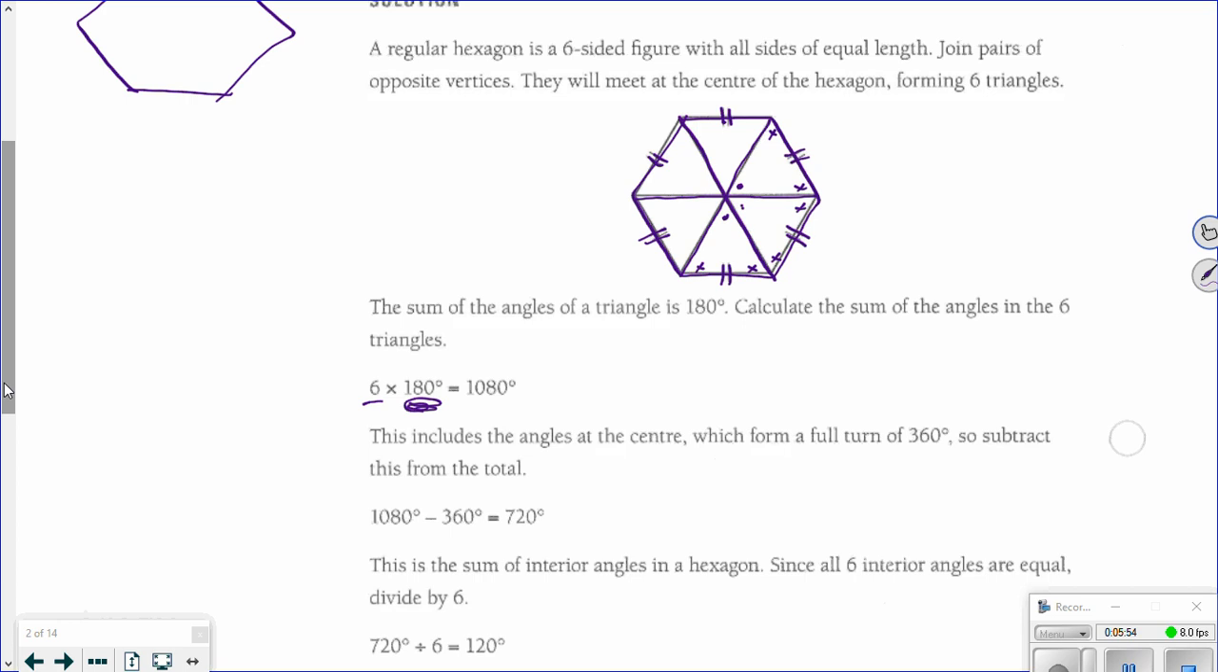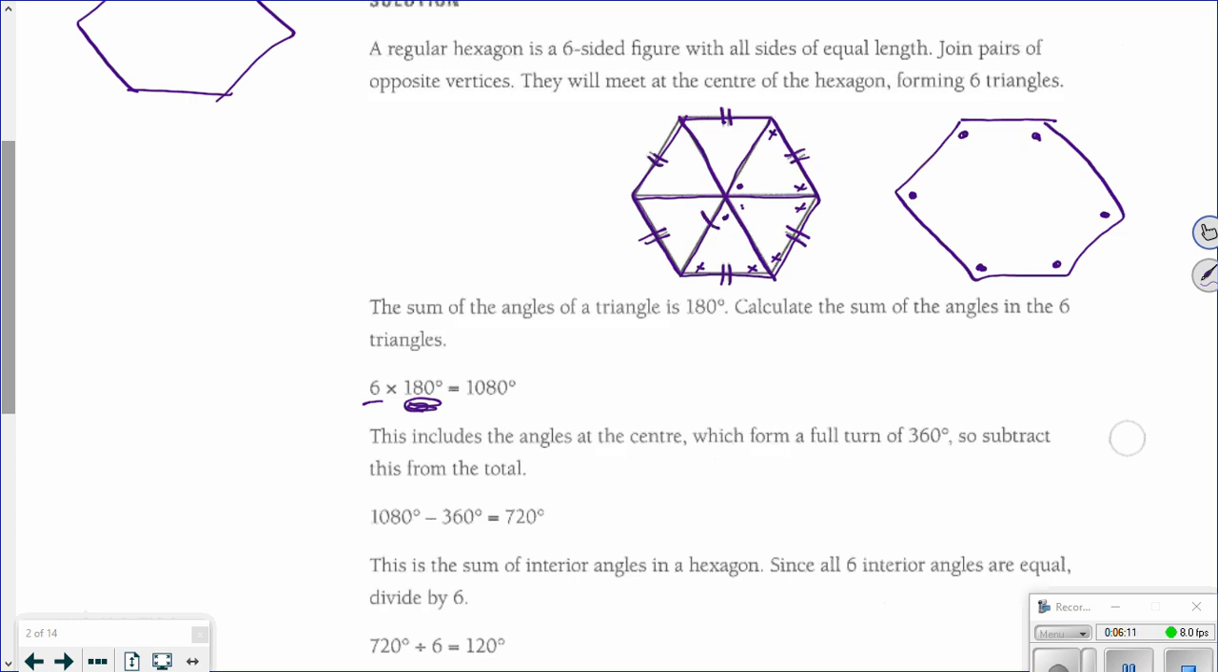And if I look back at just the hexagon, my interior angles of my hexagon are this piece, this piece, this piece, this piece, here and here. I don't want those center angles. They're not part of my hexagon. I drew them on after.